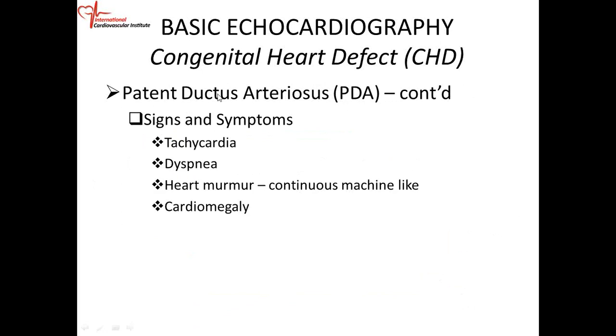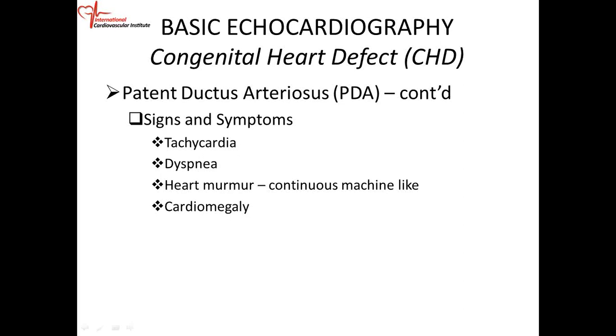So the signs and symptoms of a PDA: tachycardia as a compensatory mechanism, increased heart rate, shortness of breath, and when you listen with your stethoscope, you get what we call a continuous murmur. It's a continuous murmur because you're going to get the murmur in both systole and diastole. So it's not a systolic murmur. It's not a diastolic murmur. It's a continuous murmur because you're going to have blood flow across the PDA in systole and in diastole.